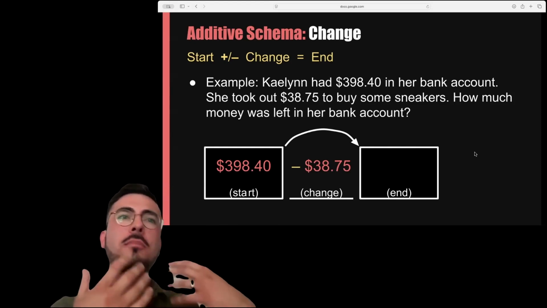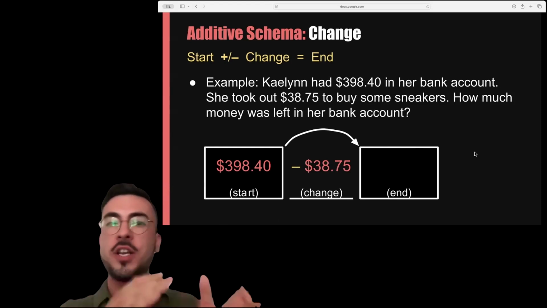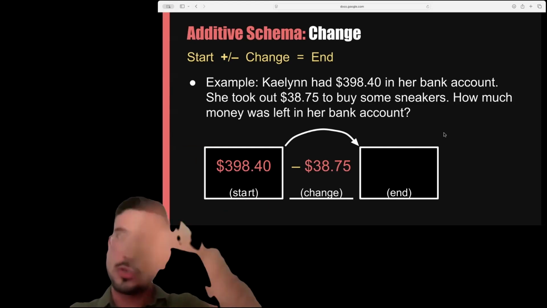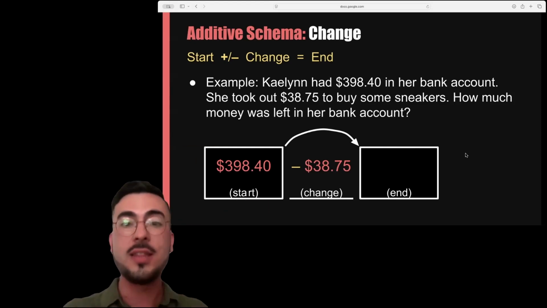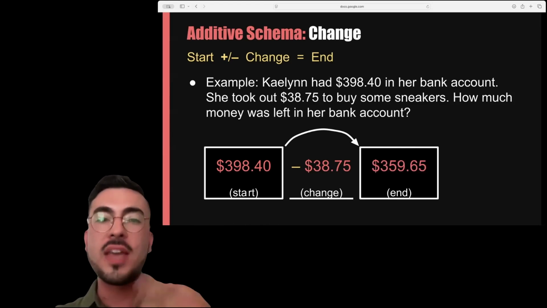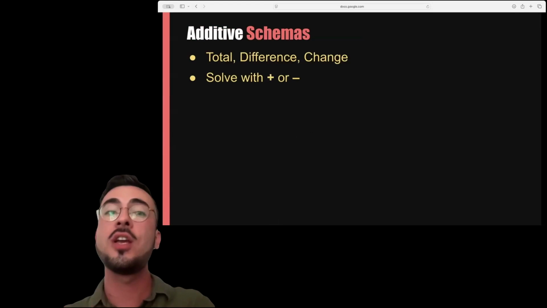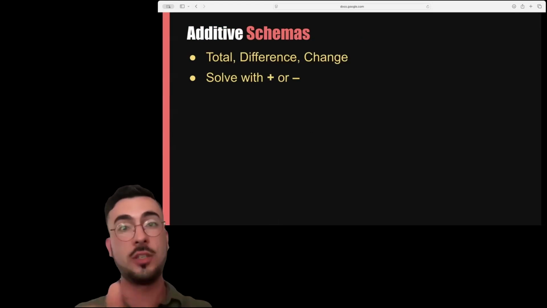And even your multilingual learners who've been in the country a year or two, with enough repetition, they can start to learn, okay, took out, that's going to be subtraction in this type of problem, okay? And they can figure out what we have at the end. So the additive schemas are total, difference, change, and students are solving them with addition or subtraction.